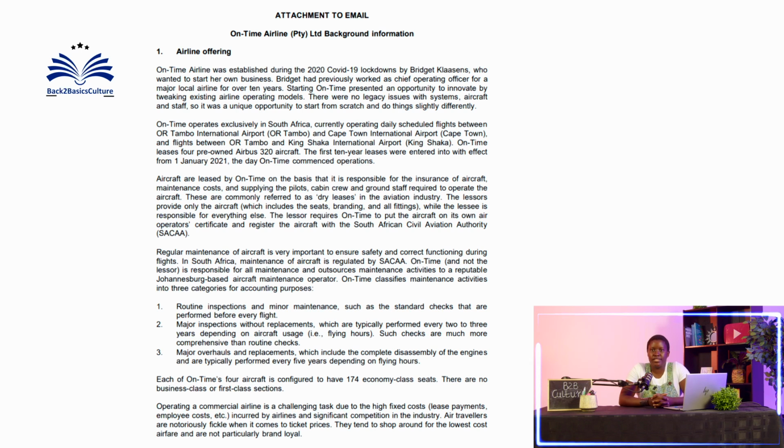Each of On Time's 4 aircraft is configured to have 174 economy class seats. There are no business class or first class sections. I'm like, why? Why don't we have such? Given that we said we want to innovate and we want new business offerings, let's already include a business class or a first class section. There really are people, guys, who like class. So you will always get those individuals who will book the business class and first class section.